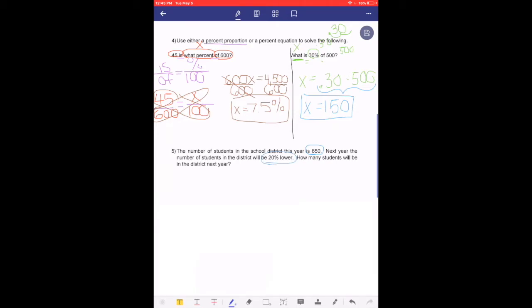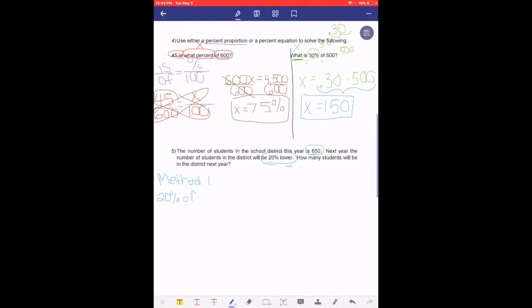So there are two methods to solve this problem. You can use either one. I'm going to show you both, but you only need to do one when you're doing this on your own. So method one is we're going to find the 20% first, and then we are going to subtract. So when it says lower, that means that I subtract. I'm getting smaller.